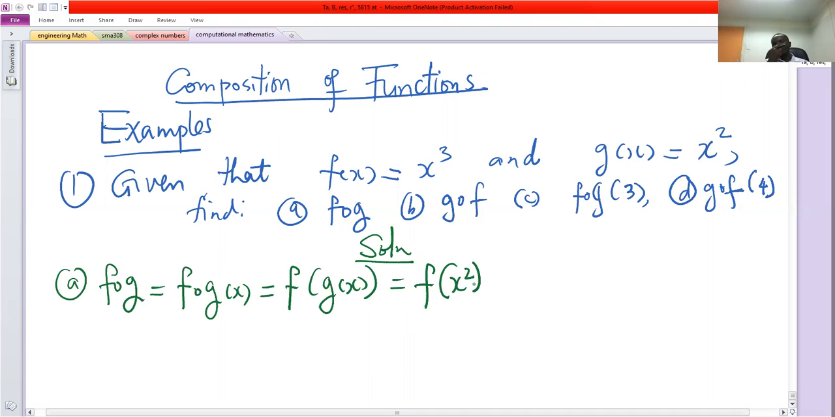Now, how does the function f operate? You give it an input called x, it will always take that input raised to power 3. So if we give it x squared, then it will take our x squared and raise it to power 3. Laws of indices, this will give us x power 6.